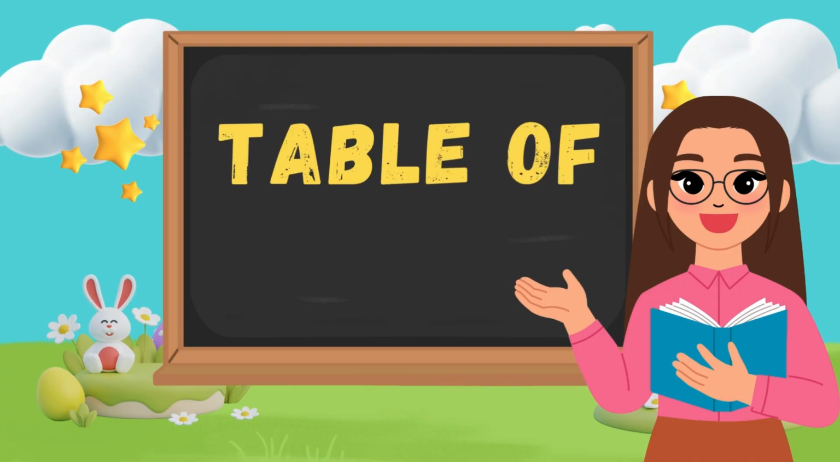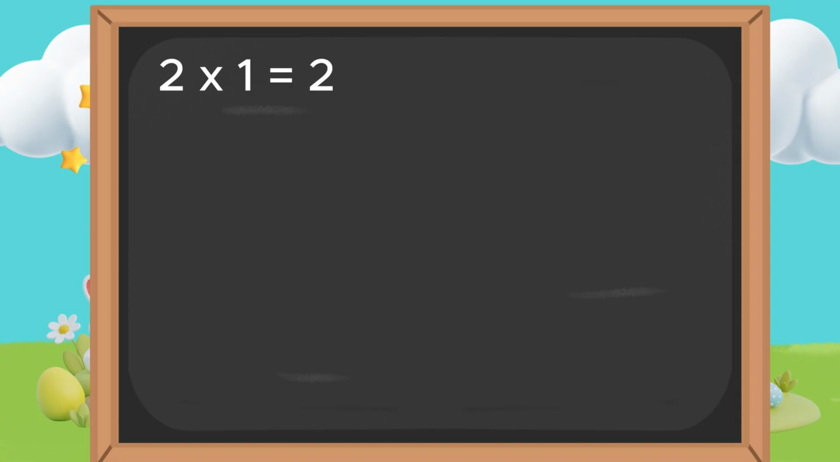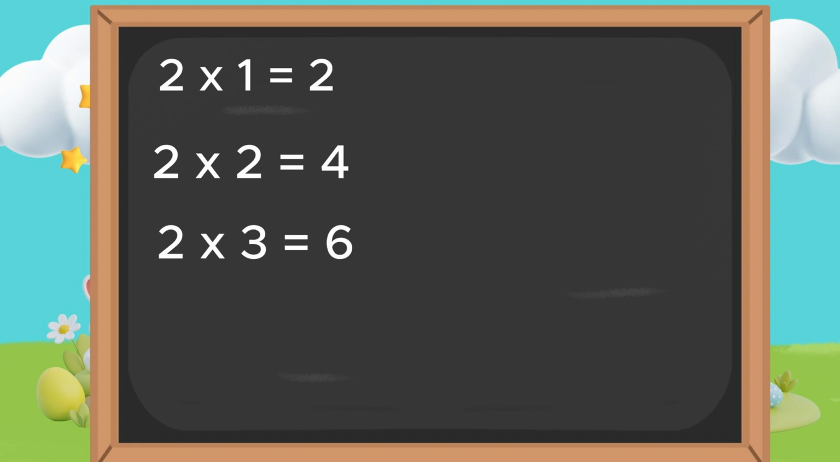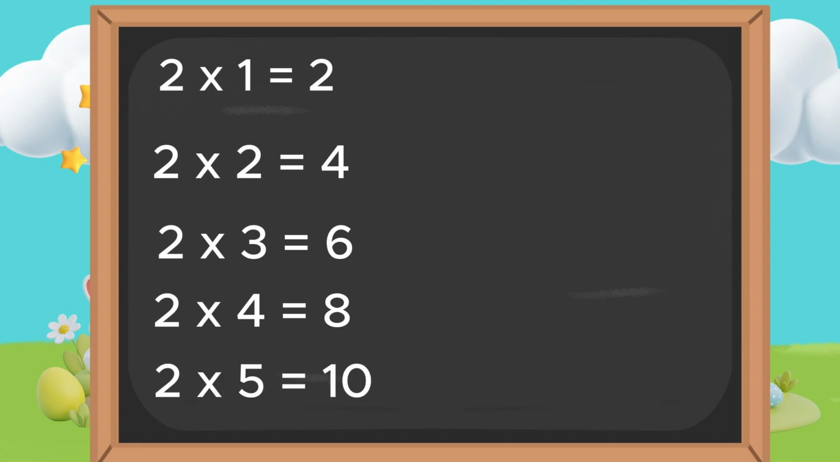Table of 2. 2 ones are 2. 2 twos are 4. 2 threes are 6. 2 fours are 8. 2 fives are 10. 2 sixes are 12.